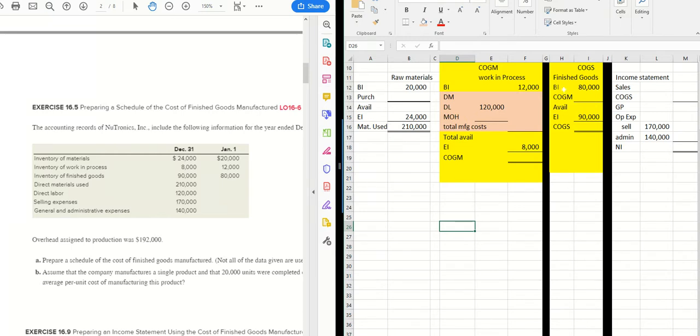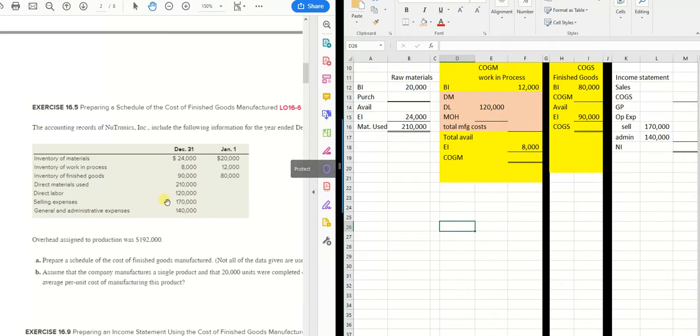Cost of goods sold, what I started with, beginning inventory plus what's added, which is cost of goods manufactured, gives us available minus ending inventory is cost of goods sold. Then the income statement is sales minus cost of goods sold is gross profit minus operating expenses equals net income. So what I've done first is just plugged in these numbers. So beginning of the year, 20,000, 12,000, 80,000. End of year, 24,000, 8,000, and 90,000.